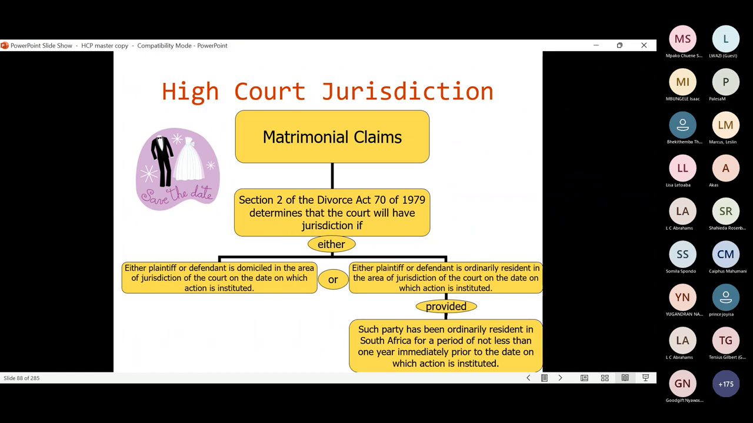So if you can attach, you can, but if it is not possible, then the person must have been on South African soil when it's been served with the papers.